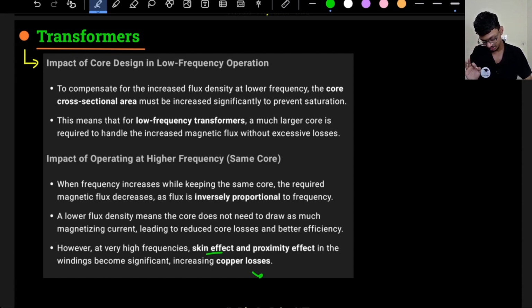It is mostly used to operate at rated frequency. That's why you will never see a transformer operating at some other frequency than the rated frequency, because that is the optimal value for which it is designed. Okay, but of course what will happen at high frequency, we have discussed.